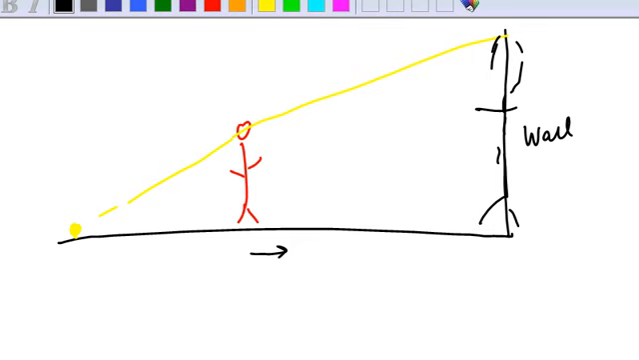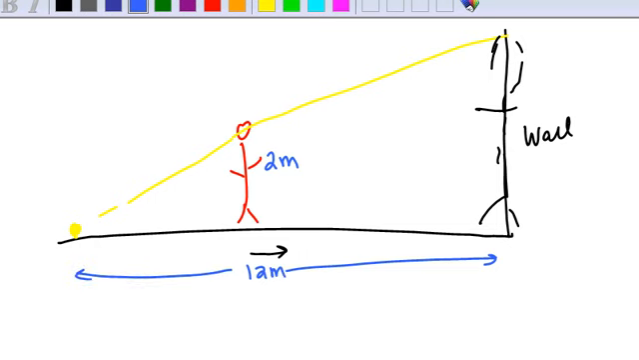So the first step is to set up some variables and some fixed values. You're going to need to know the height of the man. He's fixed, so I can put that value in right now. He's 2 meters tall. You're also going to need to know the distance the spotlight is away from the wall, and that is 12 meters. Notice I'm putting those values in.